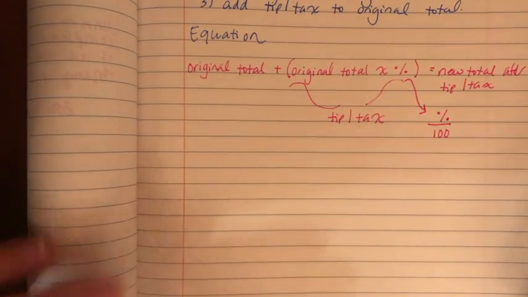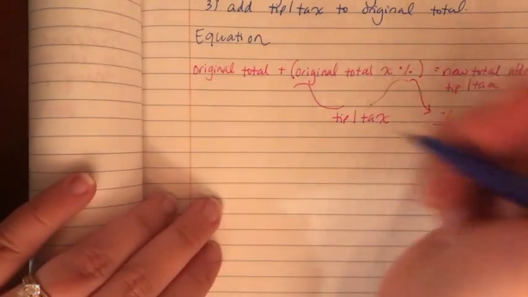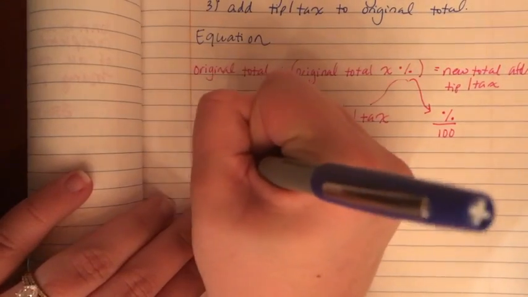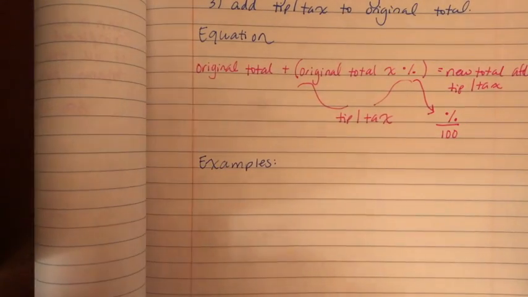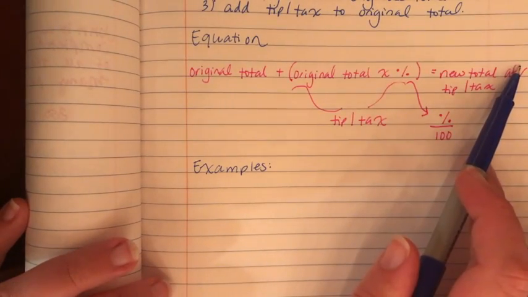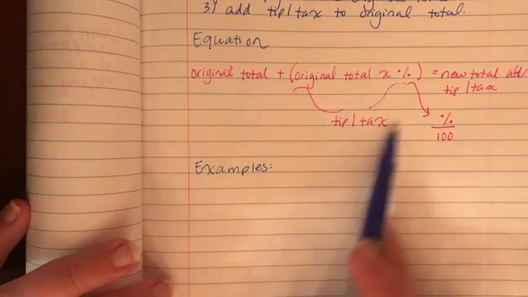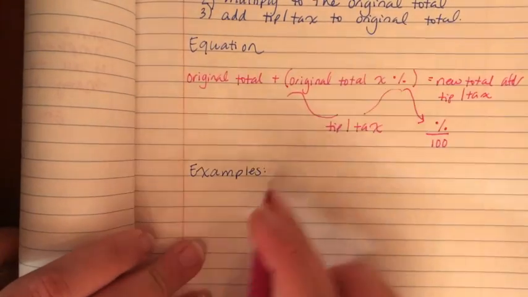Okay, so let's work through some examples. In Khan Academy, for the most part they ask you to find the new total, so we'll use this whole equation. There might be some where they just ask what the tip or tax is, but for the most part, they're going to ask you for the new total.